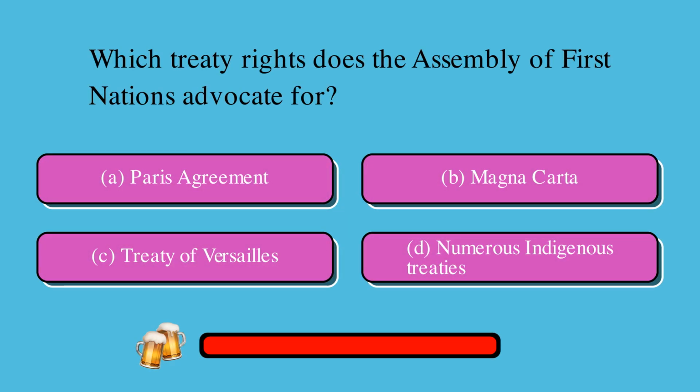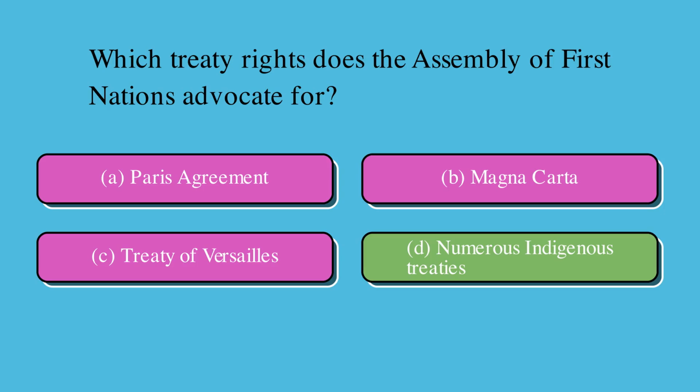Which treaty rights does the Assembly of First Nations advocate for? Is it A, Paris Agreement, B, Magna Carta, C, Treaty of Versailles, or D, numerous Indigenous treaties? The correct answer is D, numerous Indigenous treaties.